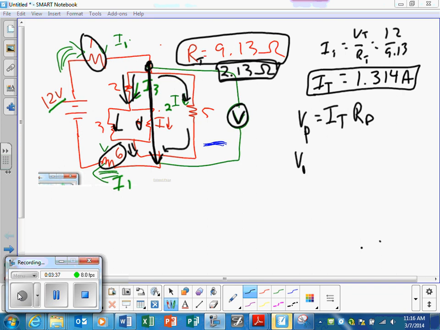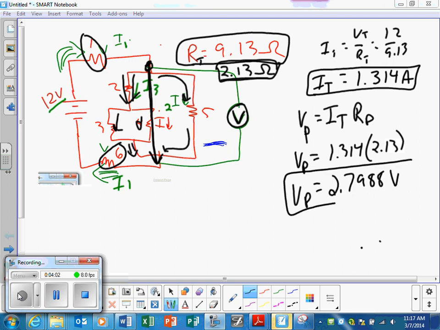So my volt drop across my parallel part is those two totals. So 1.314 times 2.13. My volt drop across the parallel part then is 2.7988. And I do like 4 decimal points on this stuff. So good. That's how many volts I drop across that part.